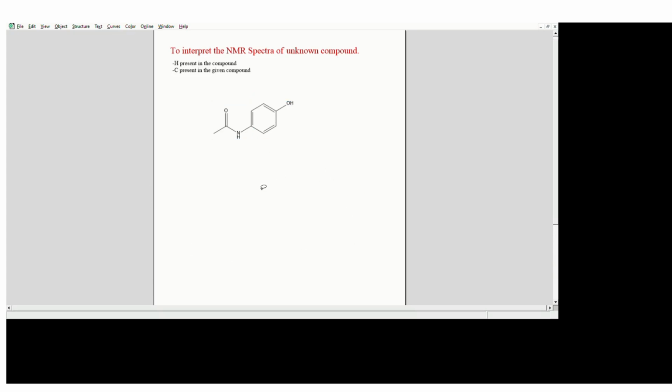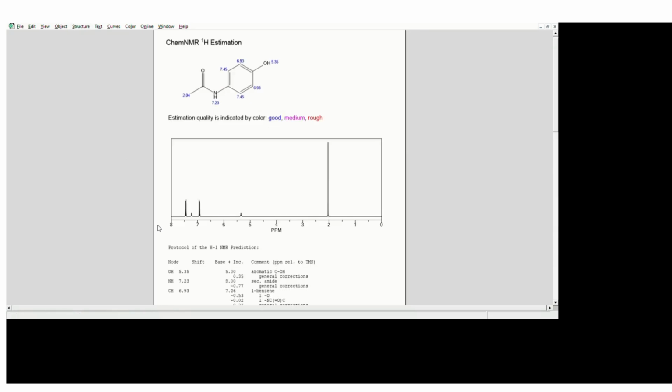So I draw the structure of acetaminophen. Now you can tell me how many types of hydrogen are present. You can see the spectra. There are different peaks. But first of all, you need to tell me how many protons are present and how many types of protons are present.